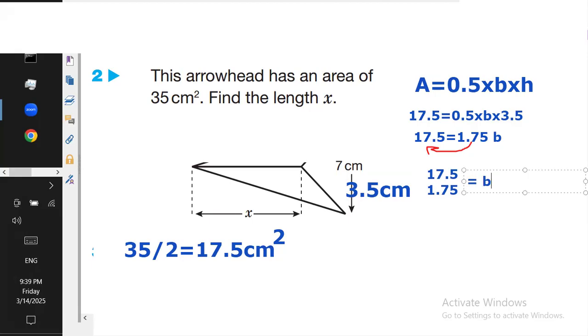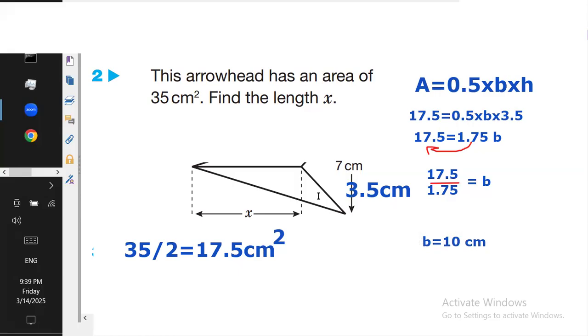So here I do the dividing. Let me put the fraction sign. Yes, fraction sign. Now I do the dividing. So 17.5 divided by 1.75. I'll end up with 10, and the unit is centimeters. And this is how you answer a question like this.